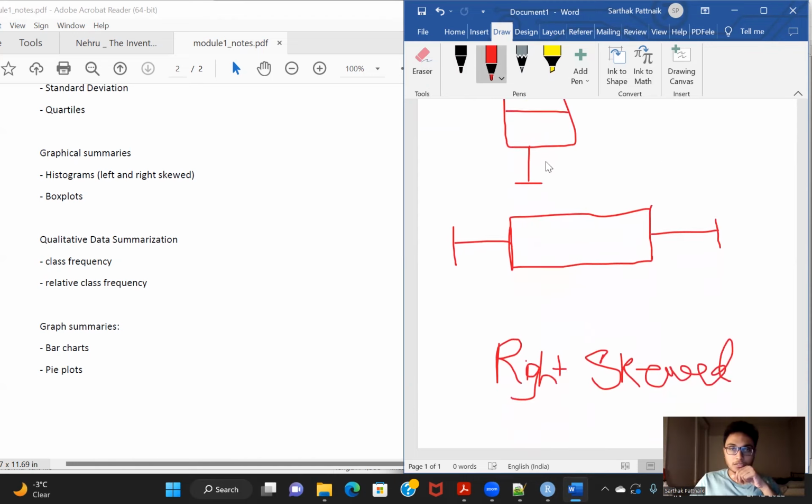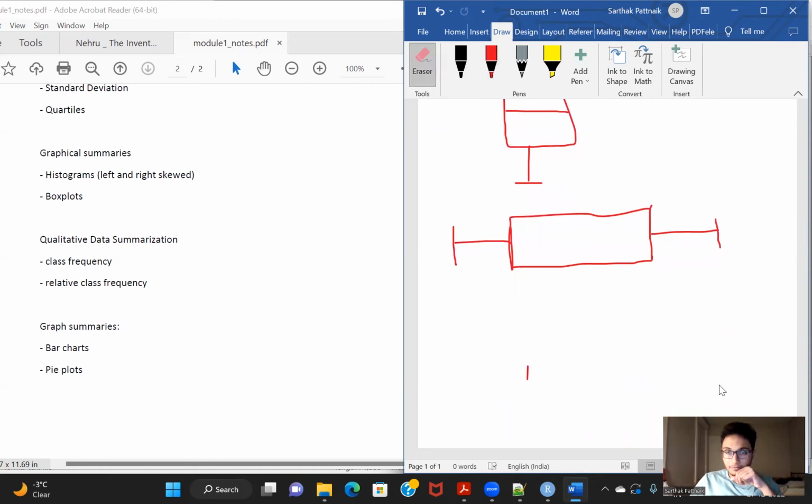Right. So I'll just go over this diagram quickly. First of all, we look at these three edges. This value right here is the 25th percentile. This right here is the 50th percentile. If you remember clearly, 50th percentile is also referred to as the median. This right here is the 75th percentile.